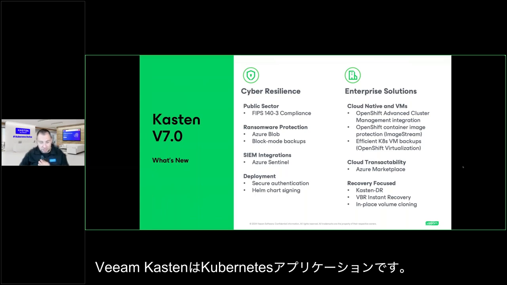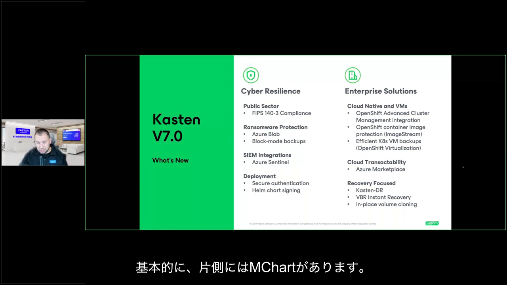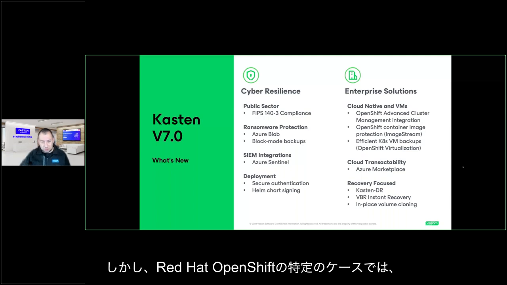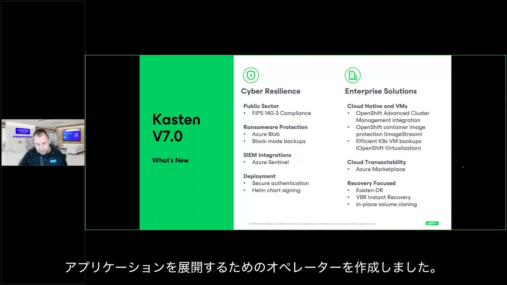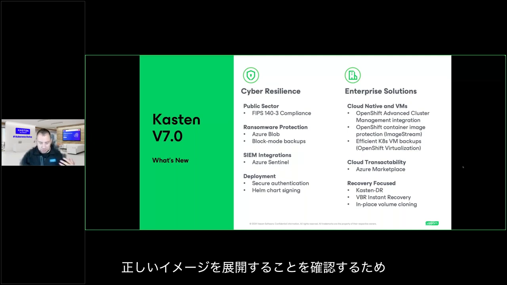Veeam Kasten being a Kubernetes application, you will see that there are different ways to deploy Kasten. Basically, on one side, there is a Helm chart, which is the standard method of deployment for Kubernetes platforms, but also in the specific case of Red Hat OpenShift, we've created an operator to deploy the application. And for customers that would like to deploy from the Helm chart perspective, we have added additional security mechanisms to make sure that you will deploy the right image and that there won't be unexpected images injected during the initial deployment.